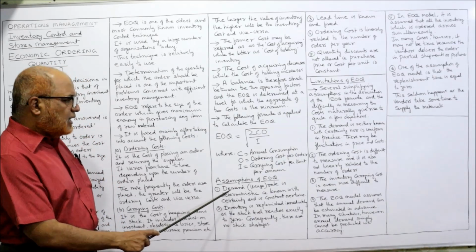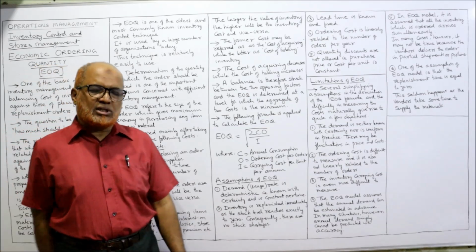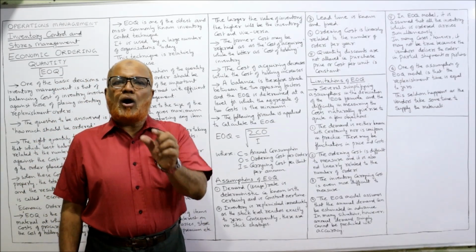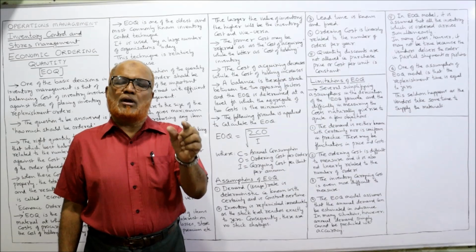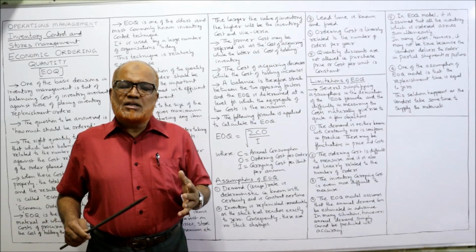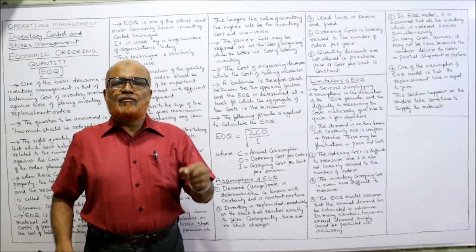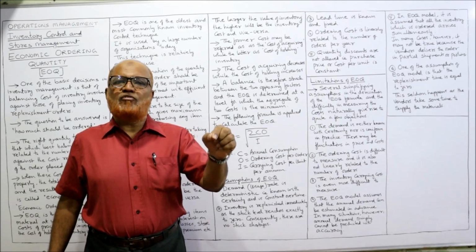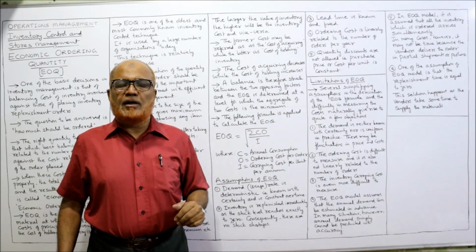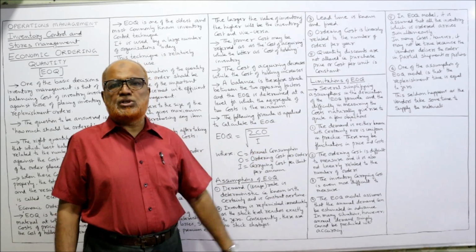The first assumption: demand or usage rate is deterministic, that is, known with certainty and constant over time. C stands for annual consumption. How many units are used, required, consumed? That is deterministic, meaning known in advance with certainty. We are sure how many units of material we require in the next year or in the next month. It is completely known. That is one of the assumptions. Then only we can use EOQ.